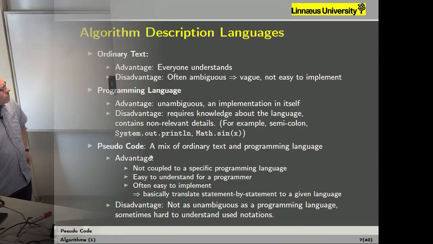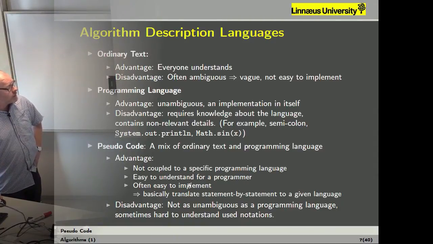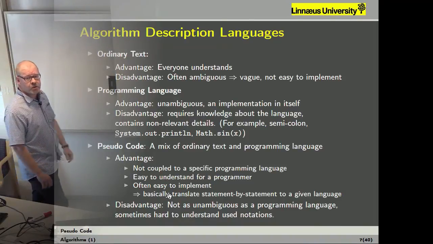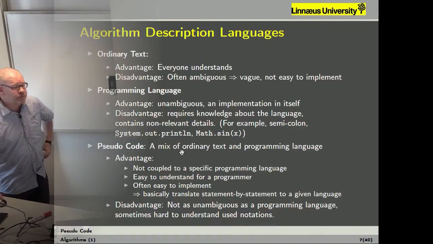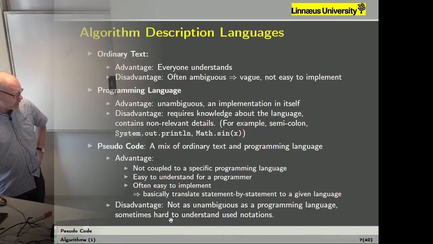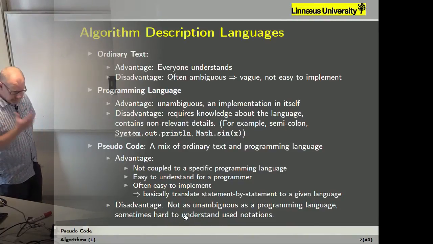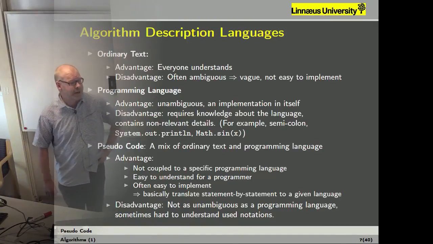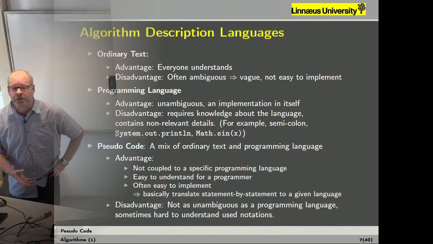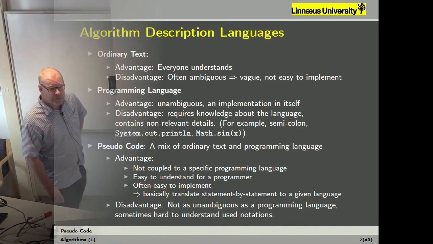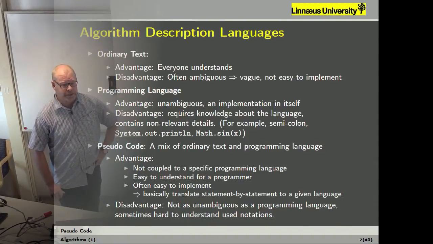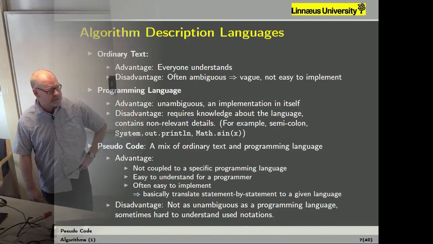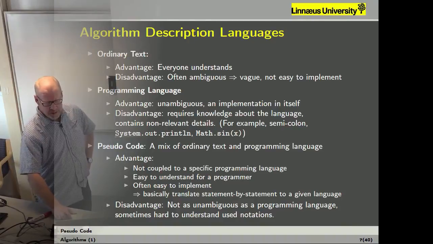So we often use something called pseudocode, a mix of ordinary text and programming language, not coupled to any specific programming language, easy to understand for a programmer, and often easy to implement. We translate it statement by statement to our favorite language. So this is the suggested approach that most people are using. Sometimes you will see that they are hard to understand. They think that they are using well-known notations, but for some other person it might not be that easy to understand. People use a lot of mathematics and logic, and if you're not familiar with that, certain algorithms are hard to understand. They think it's very precise and easy, but if you are not good at this, you think it's rather tricky to understand what they are doing. But in general, this is the recommended approach.